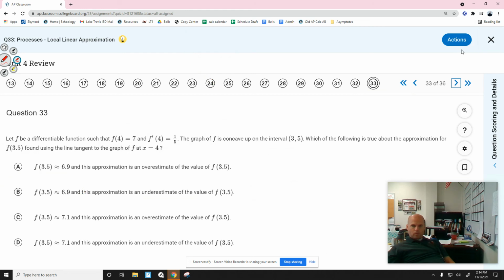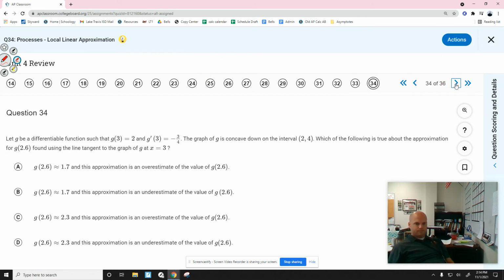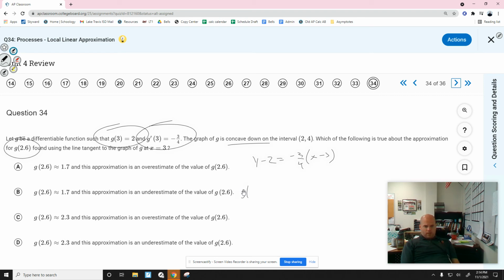So we have a couple more approximations. Great. Same question. Point, slope, concave down, approximate g of 2.6. Y minus 2 equals negative 3/4 (x minus 3). G of 2.6 is approximately negative 3/4 (2.6 minus 3) plus 2.